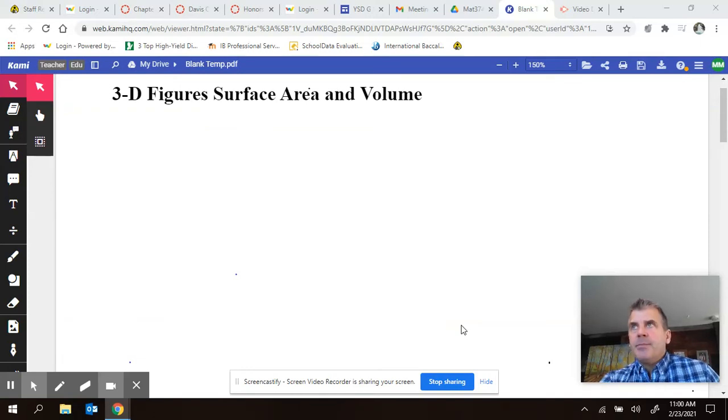Sometimes in your application problems, and even in the information they give you for a regular problem where they give you the figure and you're just trying to find the surface area or the volume with limited information, sometimes you have to go find some of that information. Most of the time, the Pythagorean theorem is going to be involved with that, or some other formula that you've used in geometry before, like say the area of a triangle.